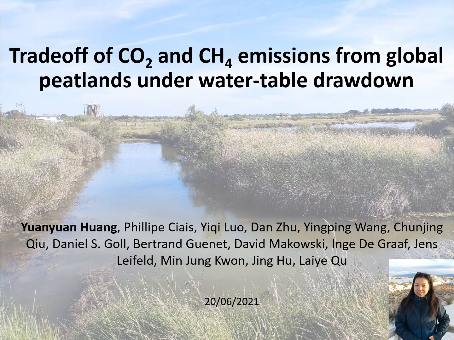Hi everyone, I'm Yuanyuan. I'm currently a research scientist in Australia's Governmental Agency for Scientific Research, the CSIRO. I'm also a postdoc supported through CNANT. I'm very happy today to talk about one piece of my CNANT work that is recently coming out in Nature Climate Change: the trade-off of carbon dioxide and methane emissions from global peatlands under water table drawdown.